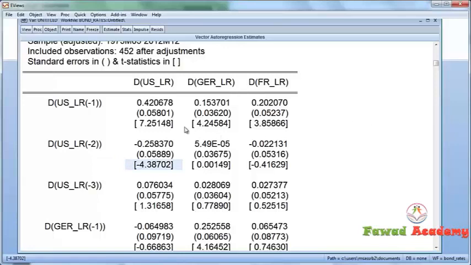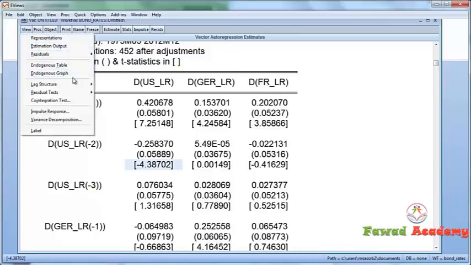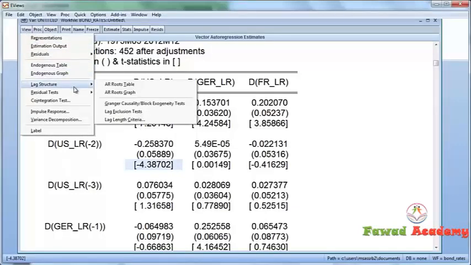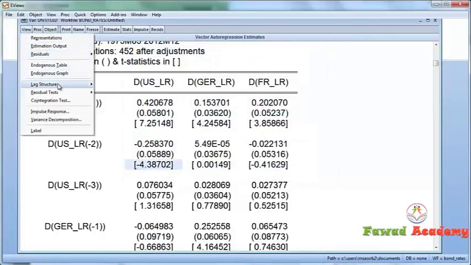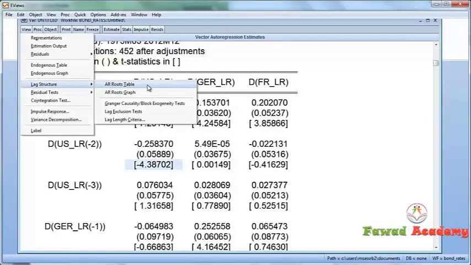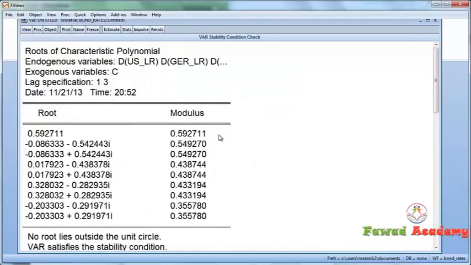What I now want to look at is whether there's any issues about the non-stationarity of the system or the stability of the system. What we'll do is we'll go to View, the Lag Structure and to the AR roots table. Okay, and what we see here is all the roots of our system.